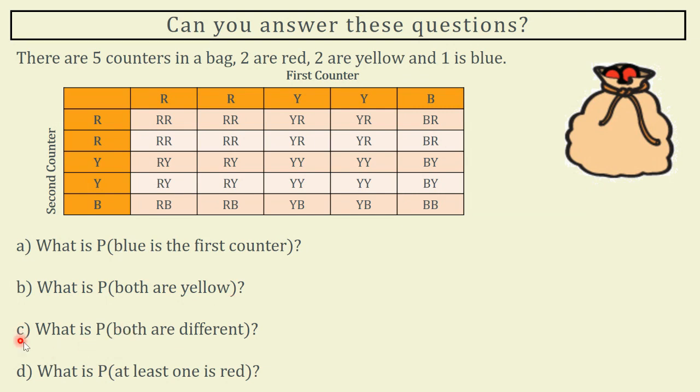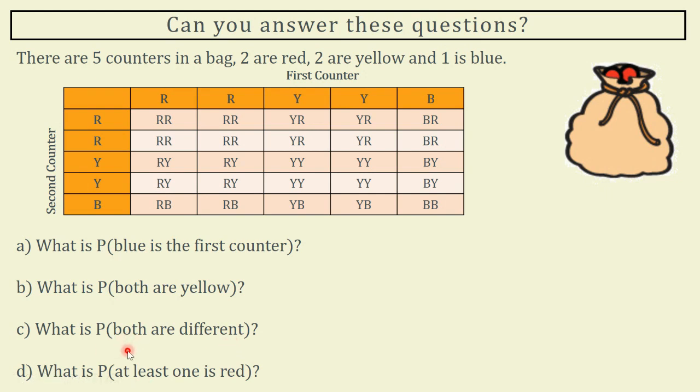The third one is a little bit more complicated. What's the probability that both are different? So I need to think that they're not an exact match for each other. Something like yellow and then red would be good, but I couldn't have yellow and then yellow because then they're both the same. So what's the probability they're both different?